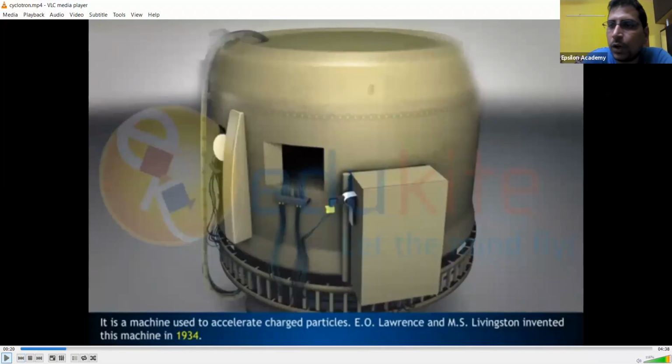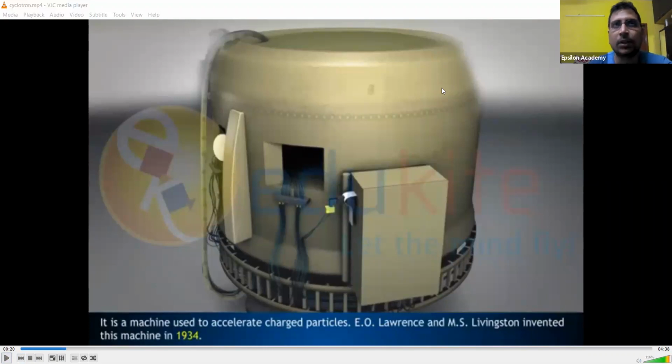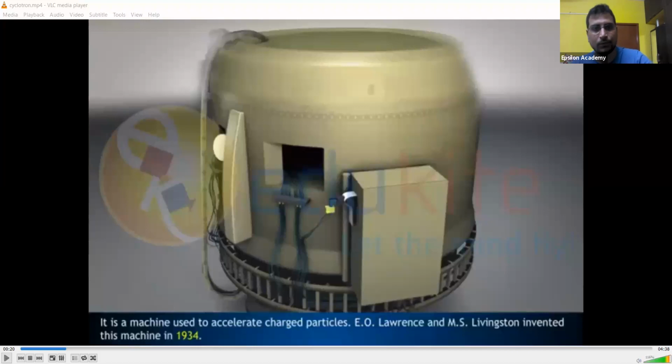Okay. So what exactly happens is, yesterday what were we discussing? We discussed about the motion of a charged particle in uniform magnetic field, right? There are three different ways in which you can project them. So based on that, the particle will take a particular path. Now, the question is, what is going to happen if you have a combined electric and magnetic field and a charged particle is projected into it? That's what this cyclotron is.